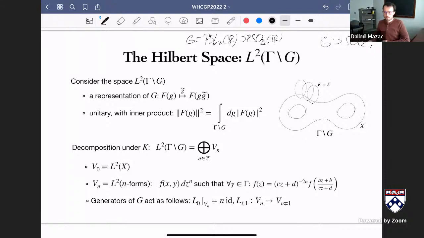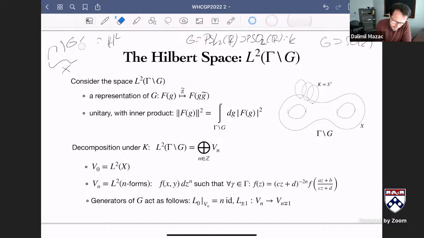So if you quotient G mod K, let me call this K, you get the upper half plane. If you quotient on the left by gamma, you get the surface. So this thing is X, the surface. But now I want to not quotient on the right by K. So I'm putting the circle back.